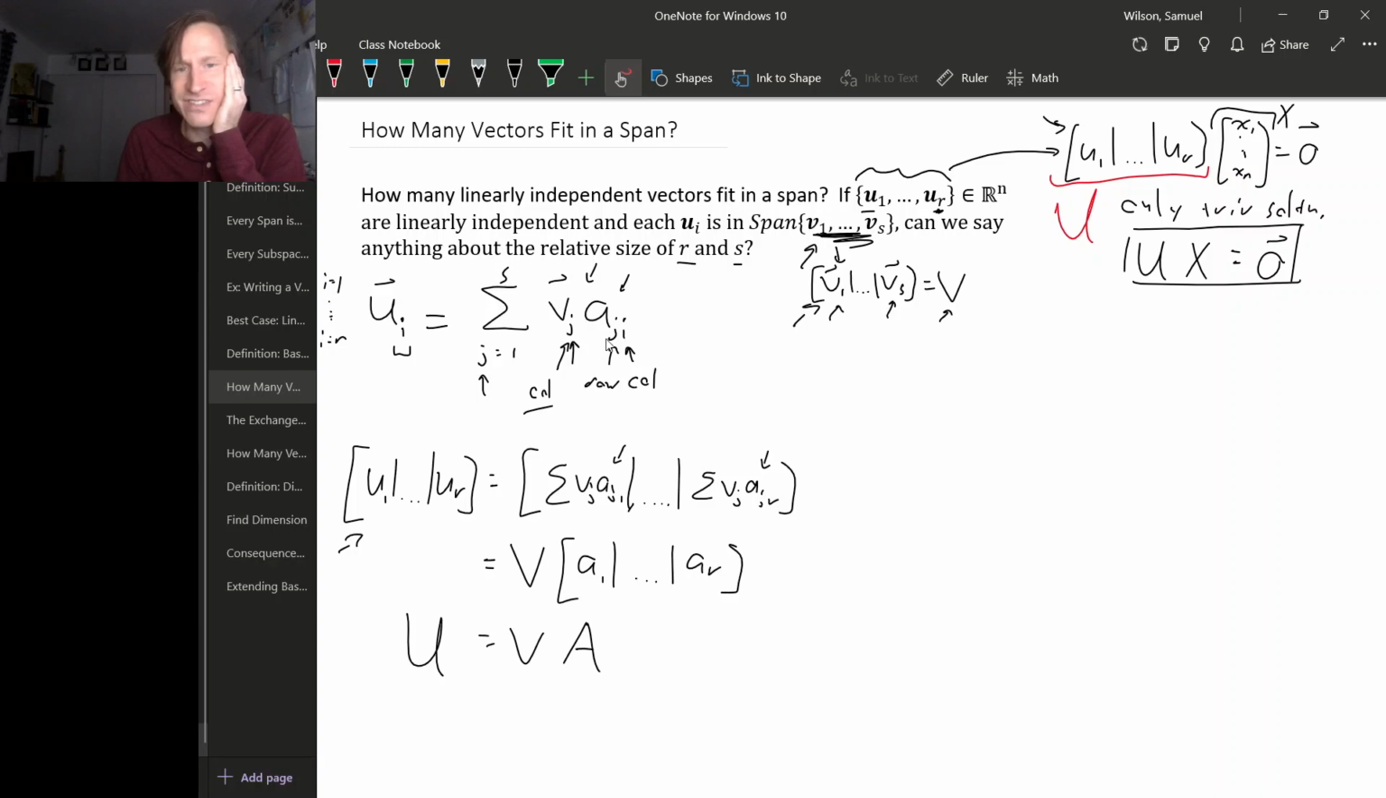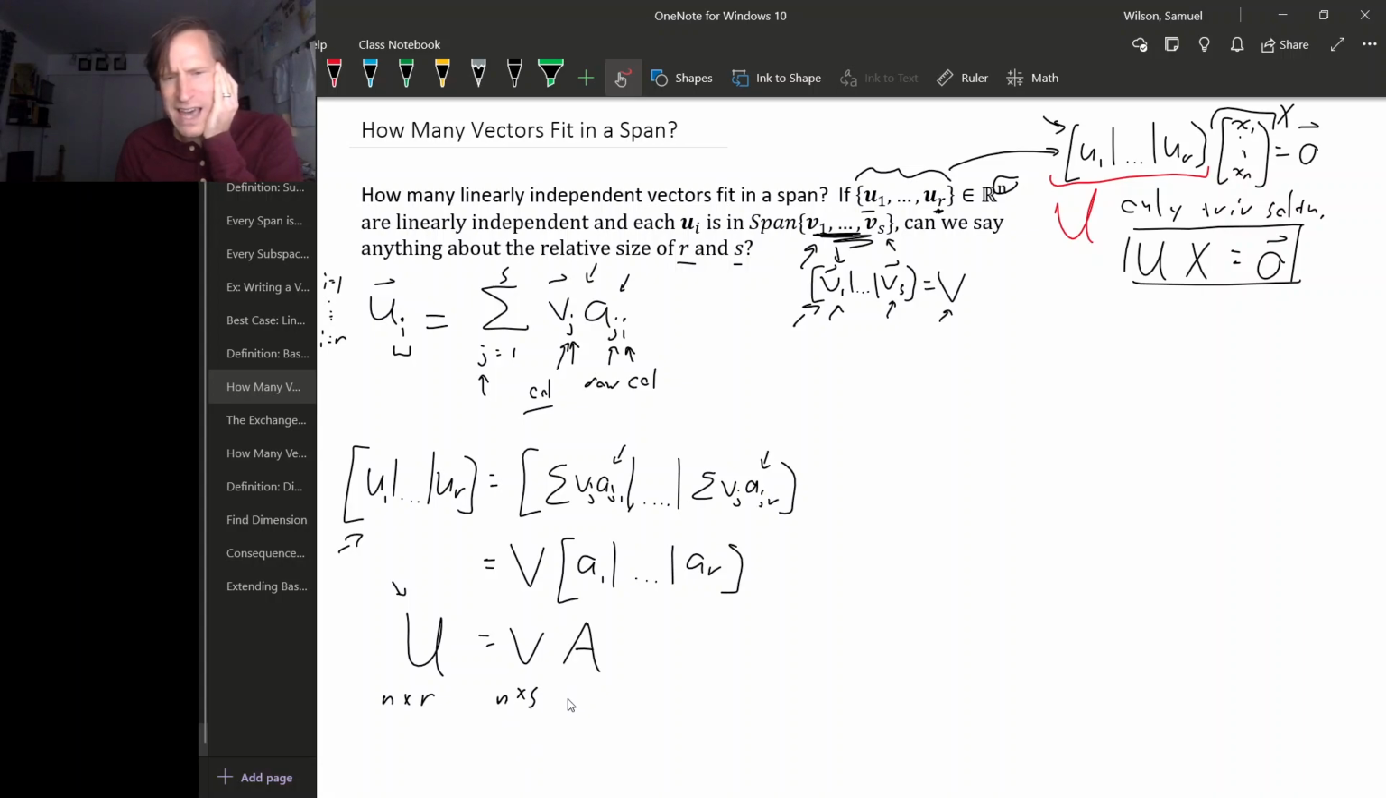All of these coefficients A are just the coefficients that you need to express all the U's as linear combinations of all the V's. So in fact, U breaks down as this product. All of these vectors are in Rn, all the U's and the V's, so U has to have n rows, and there are r different columns in this big U matrix, so U is n by r. V also has to have n rows because the V's have n entries. And there are s columns in this matrix, so n by s.